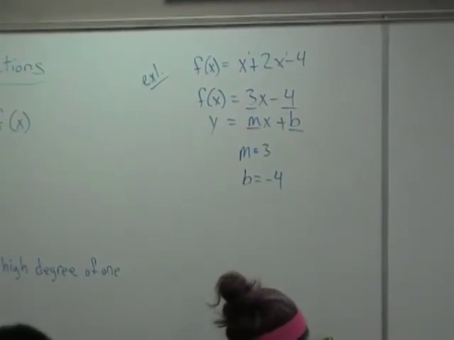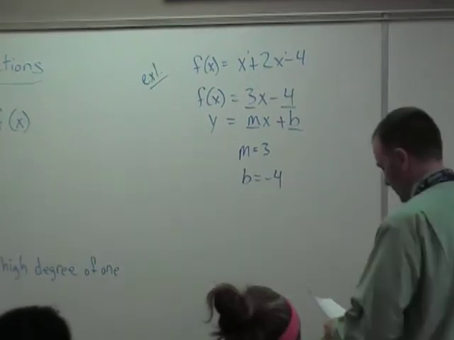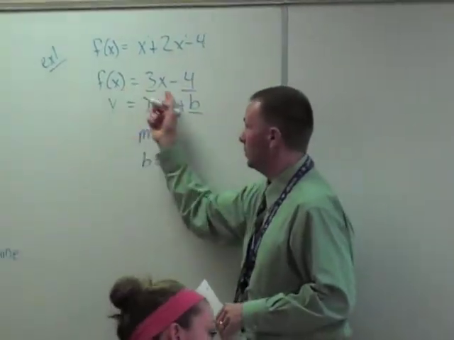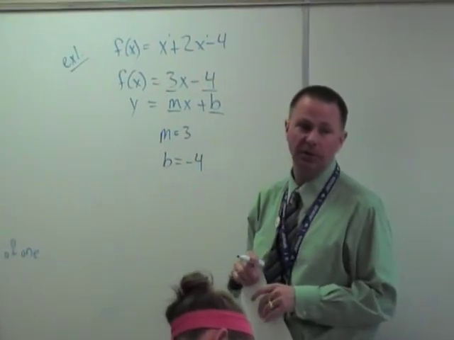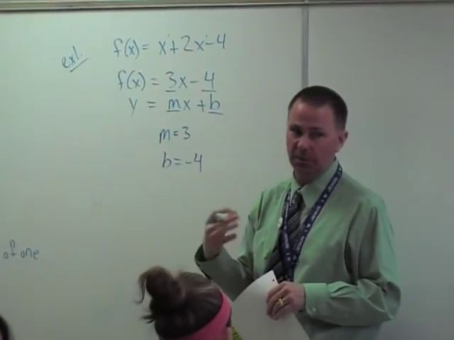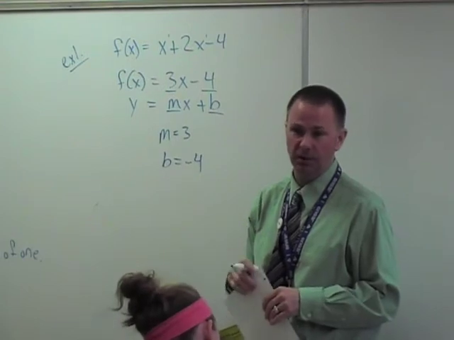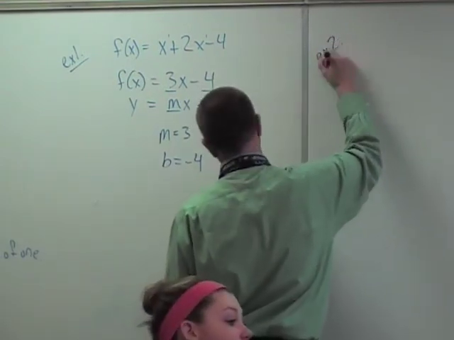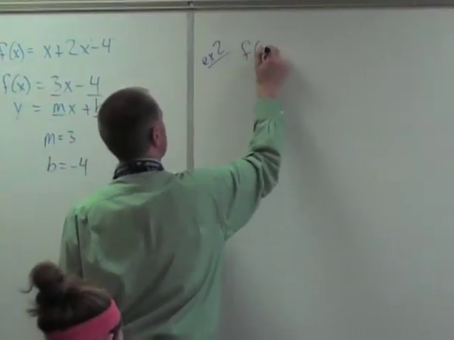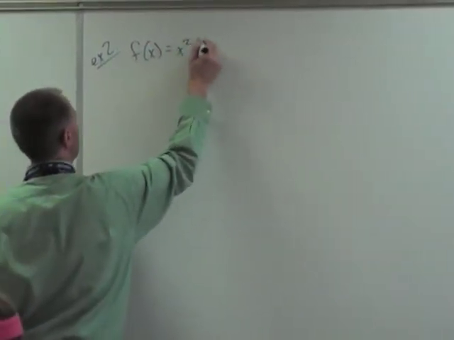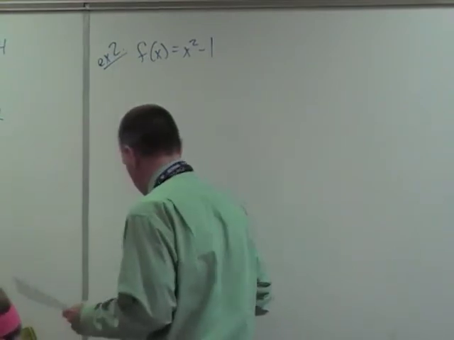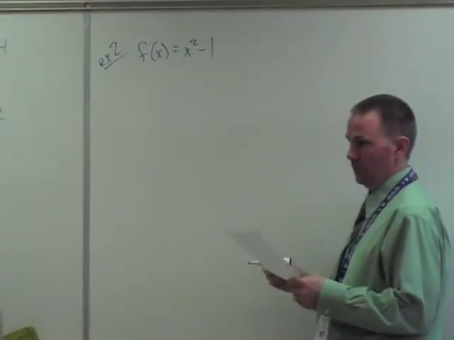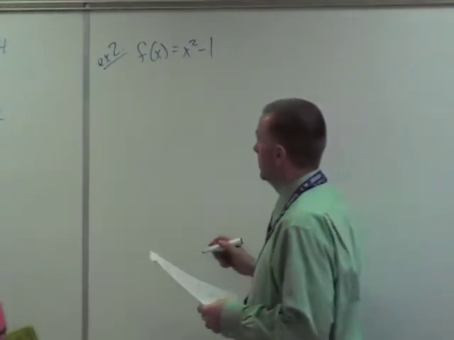Example 2. So you don't have to find y? Well, you found y. y equals 3x minus 4. It's the same thing as f of x. You get past it. You accept it and go on. Example 2: f of x equals x squared minus 1. Not linear. Good.